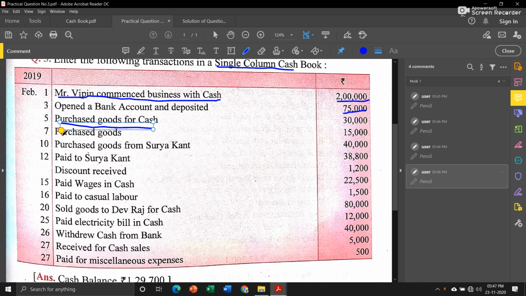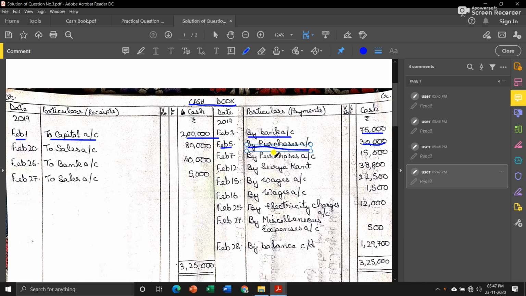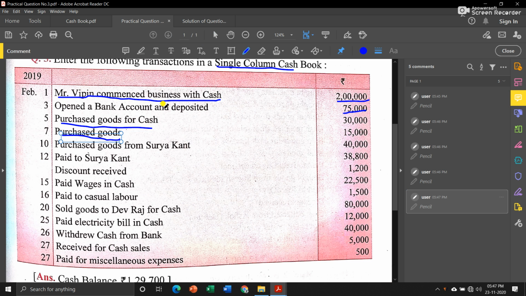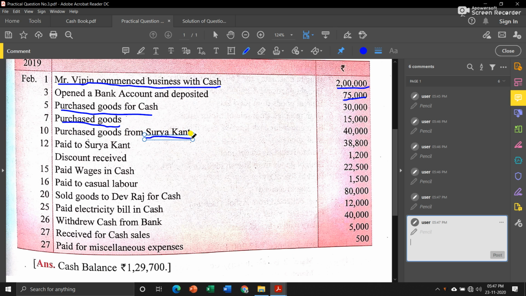The next is purchased goods. That means they have purchased goods. They haven't mentioned whether it is cash transaction or credit transaction. Since they haven't mentioned any name of the supplier also, of the customer, supplier, that means it is a cash transaction. So we will write by purchases account rupees 15,000. The next transaction is purchase goods from Suryakant. Now in here they have mentioned name of the supplier, that means it is a credit transaction. So we will skip this transaction, we will not record it in cash book.